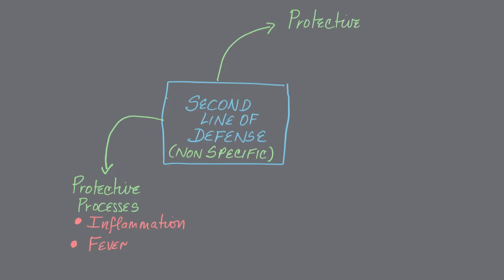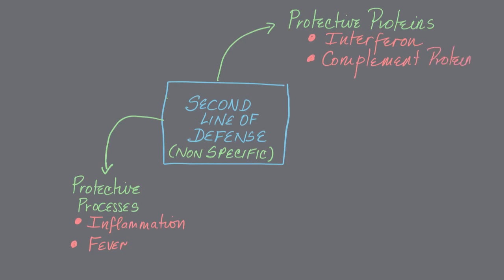The second is protective proteins. Let's look at 2 types of protective proteins. One of them is the interferon, which is an antiviral protein, which we will look at closely in a bit. The second is a complement protein. Complement proteins are a set of proteins floating around in the blood waiting to be activated by the presence of a pathogen.